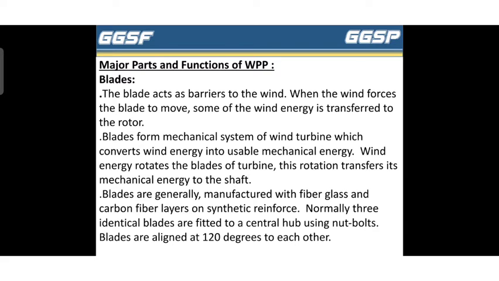Wind energy rotates the blades of the turbine. This rotation transfers its mechanical energy to the shaft. Blades are generally manufactured with fiberglass and carbon fiber layers on synthetic reinforcement. Normally, three identical blades are fitted to a central hub using nuts and bolts. Blades are arranged at 120 degrees to each other.